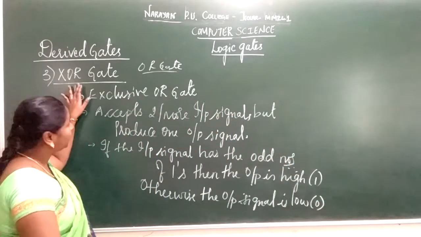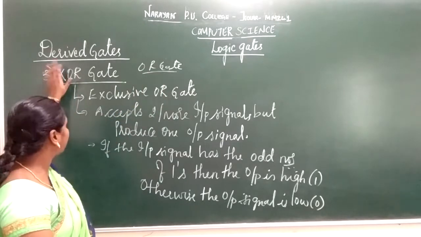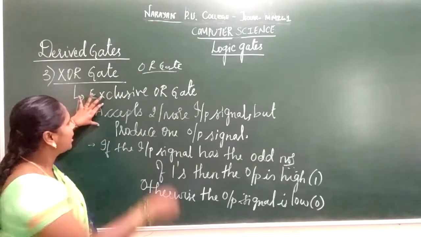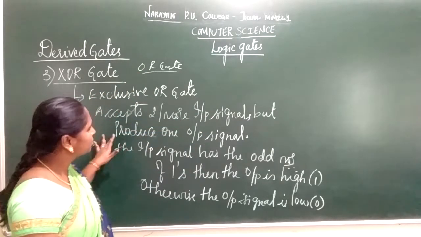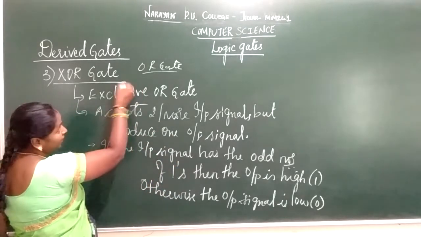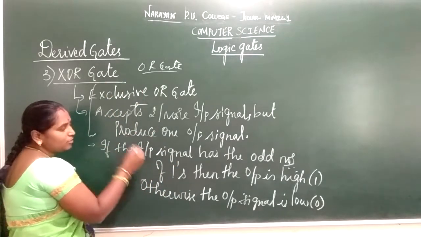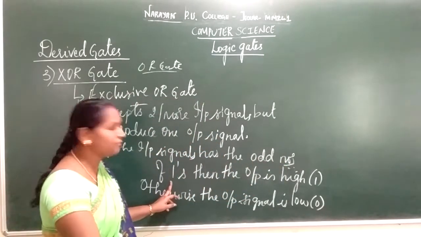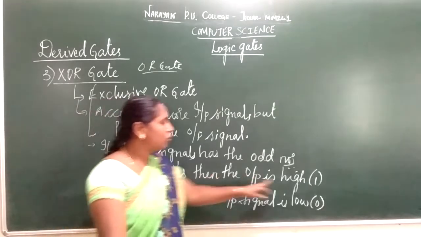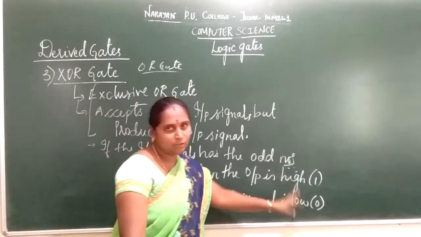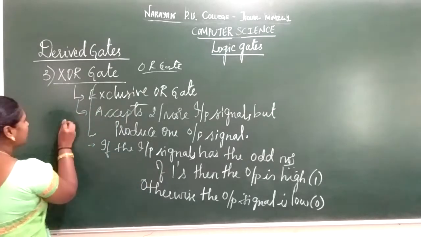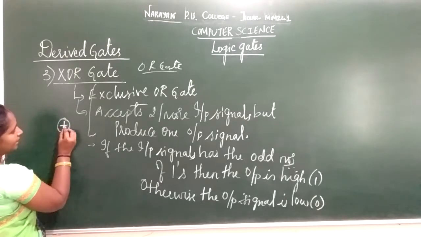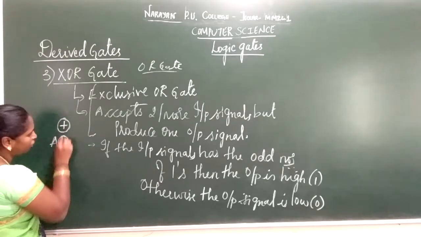See, your exclusive OR gate is different from your normal OR gate. By name itself it is exclusive of the OR gate. Again, same as the OR gate, it accepts two or more input signals but produces one output signal. The rule applied in the XOR gate is that if the input signals have an odd number of ones, the output is high. Otherwise the output signal is low. I have already told this in yesterday's class. The symbol used to represent the exclusive OR gate is a circle with a plus sign, that is A XOR B.